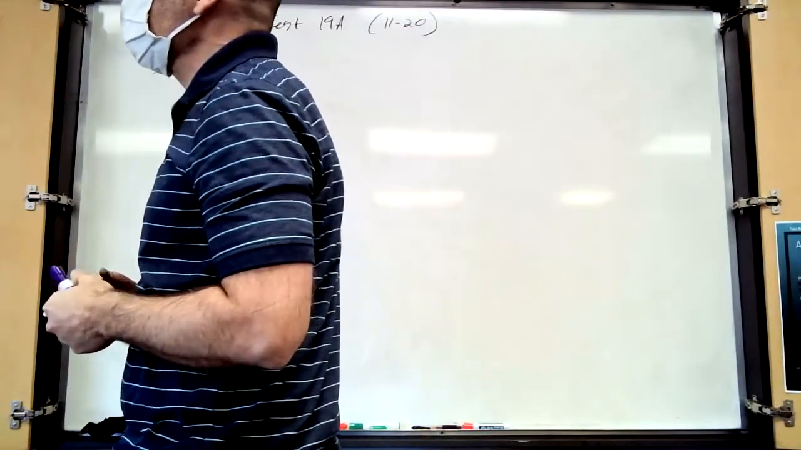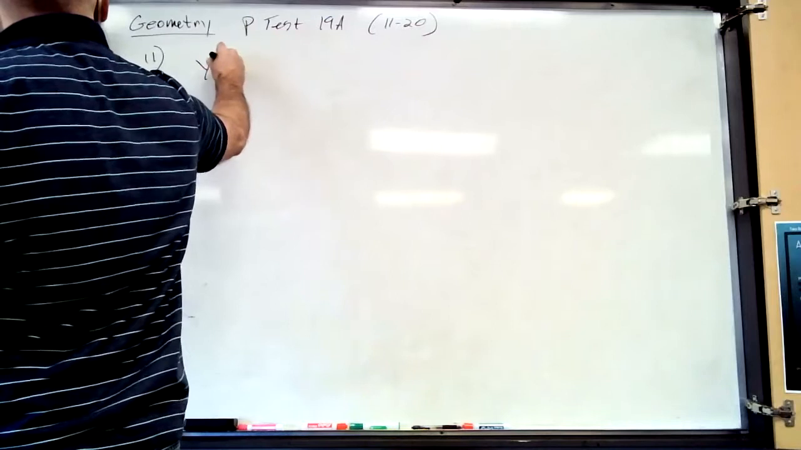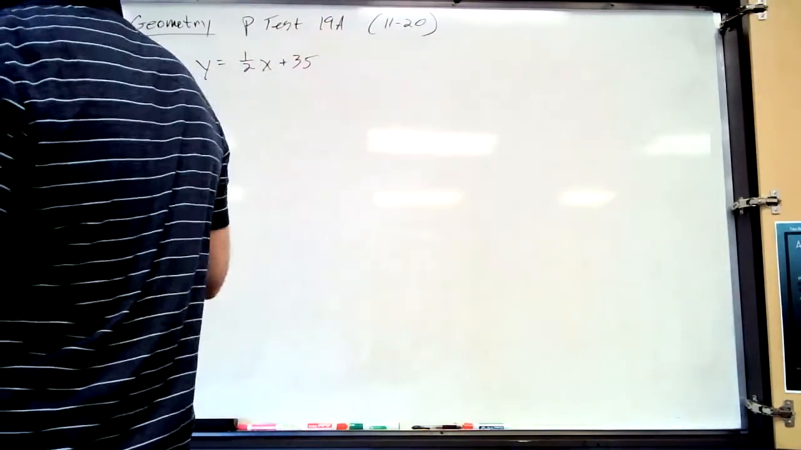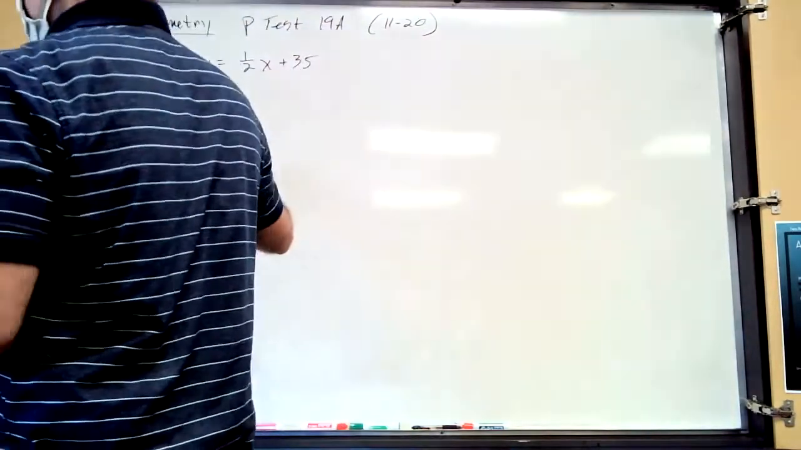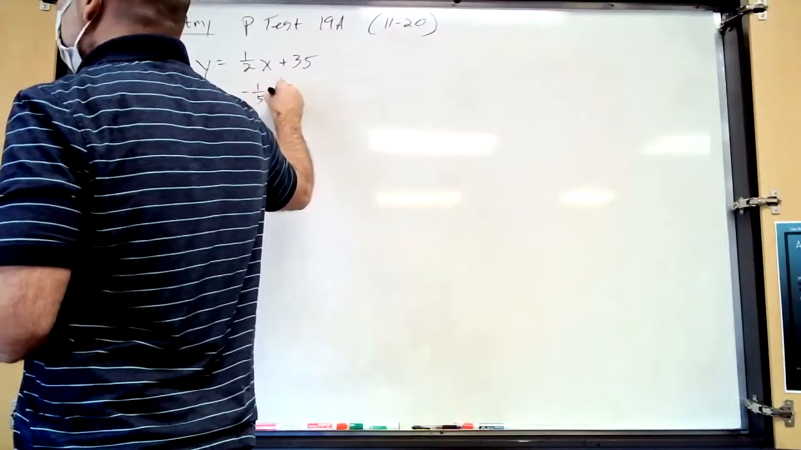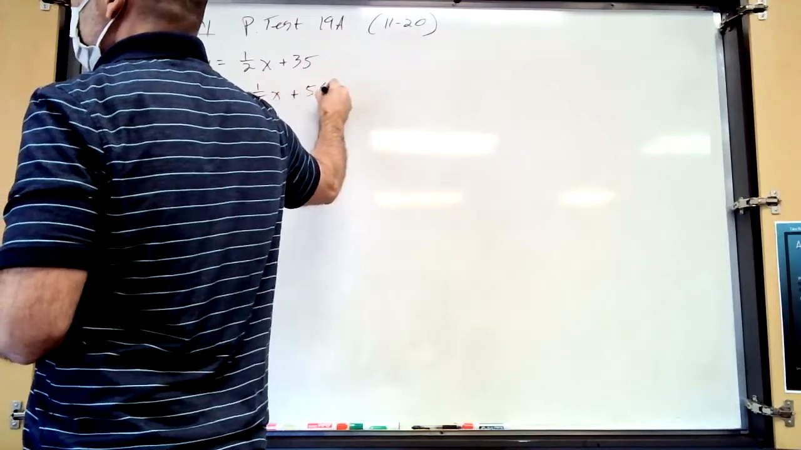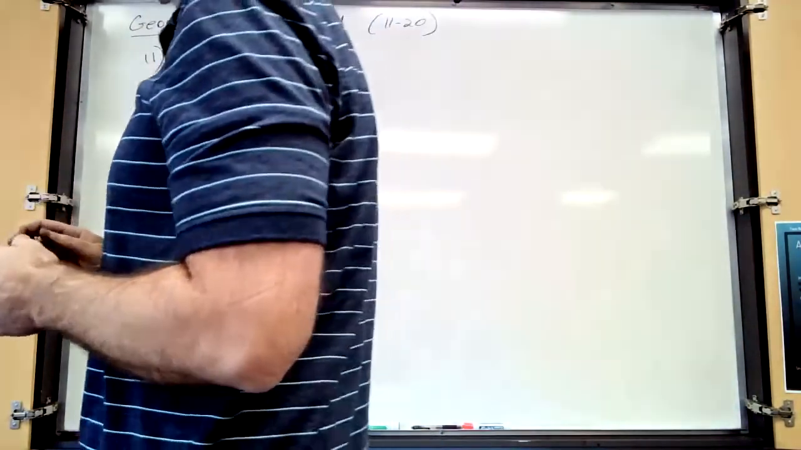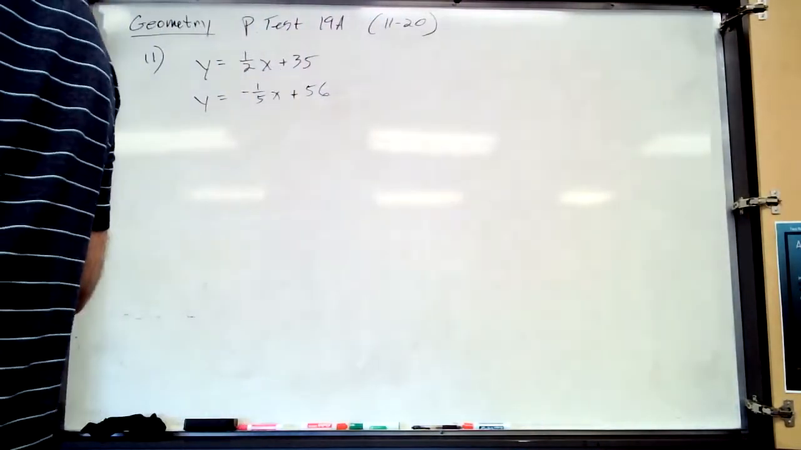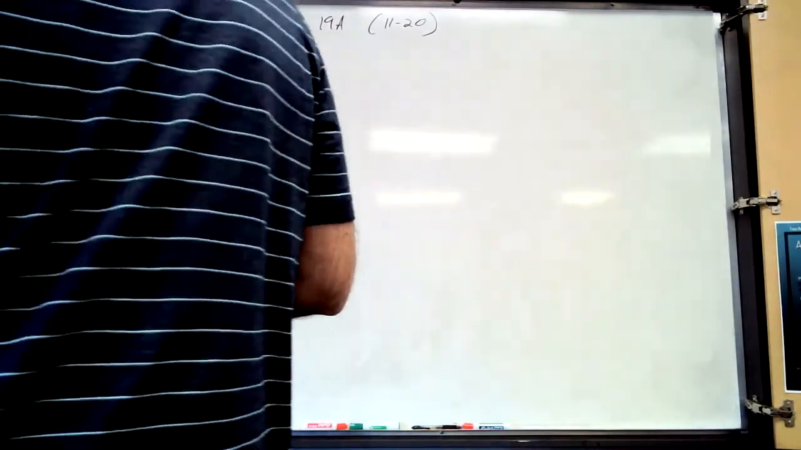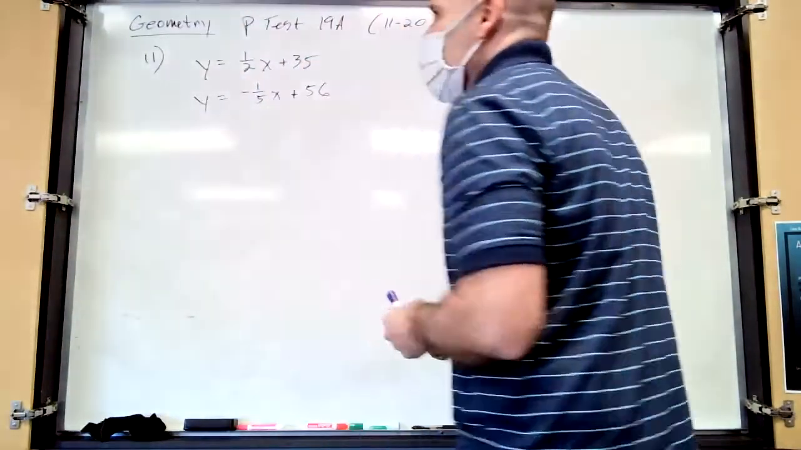Math! Alright, the supply curve for a product is represented by the function y equals 1/2 x plus 35. And the demand curve is represented by y equals -1/5 x plus 56, where y is the price of the product in dollars and x is the number of units sold. What is the optimum price of the product? How many will sell at this price?